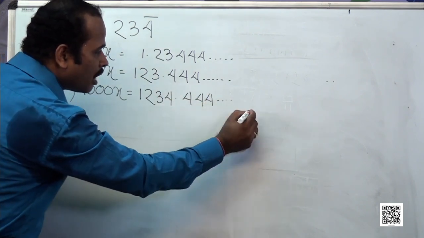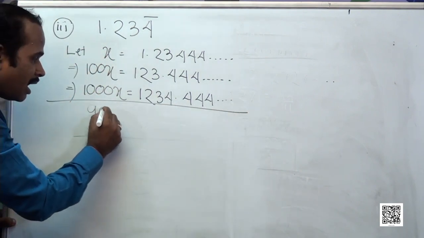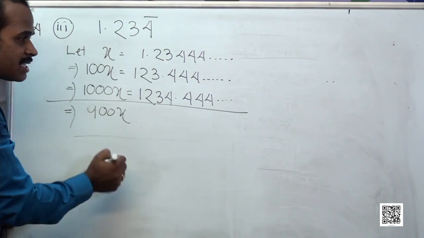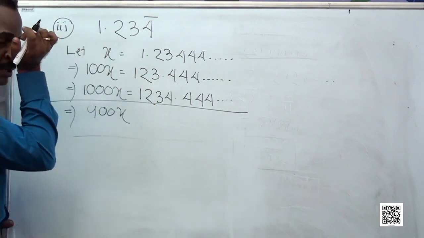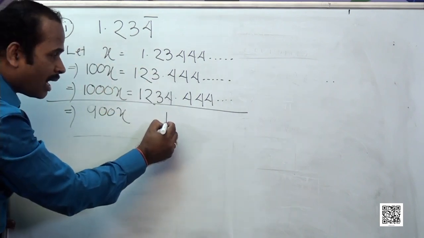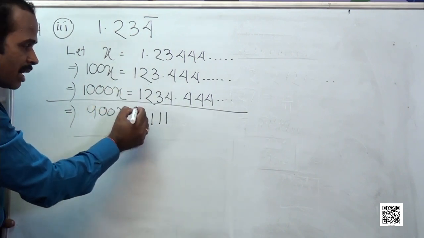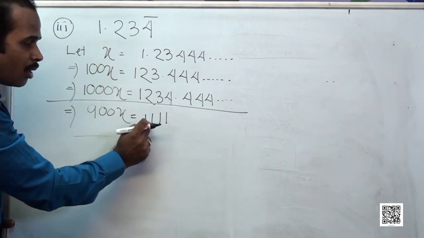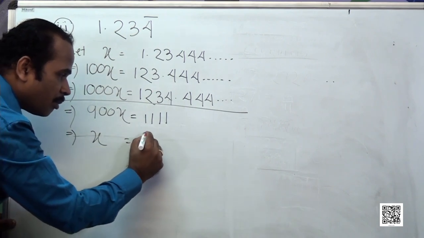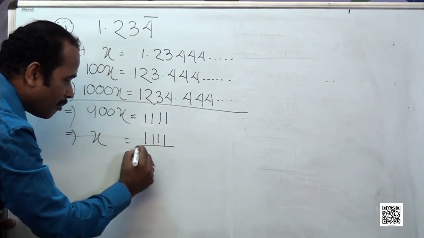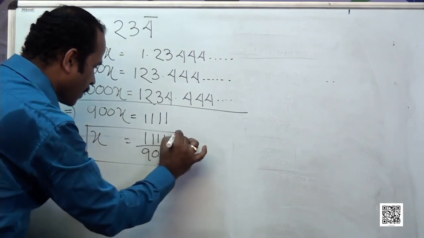1000x will become 1234.444 and so on. Now I will subtract this 100x from 1000x. I will find it is 900x, and this 900x equal to this, after decimal portions will be cancelled. So now the difference of these two integral numbers only will be the answer. 4 minus 3 is 1, 3 minus 2 is 1, 2 minus 1 is 1, and here it is 1. So 900x equal to 1111. Now x equal to how much? It will be 1111 by 900. So this will be your answer. This is your x. Okay.